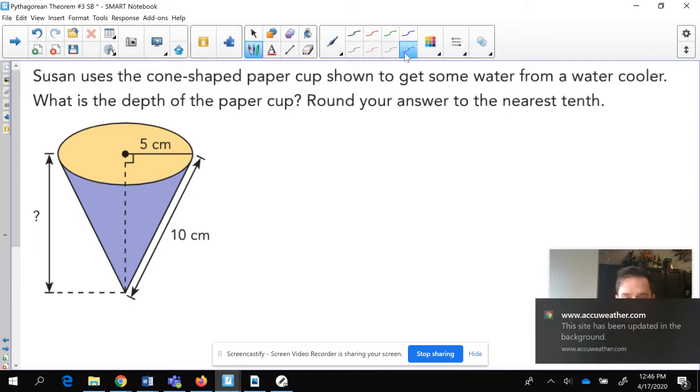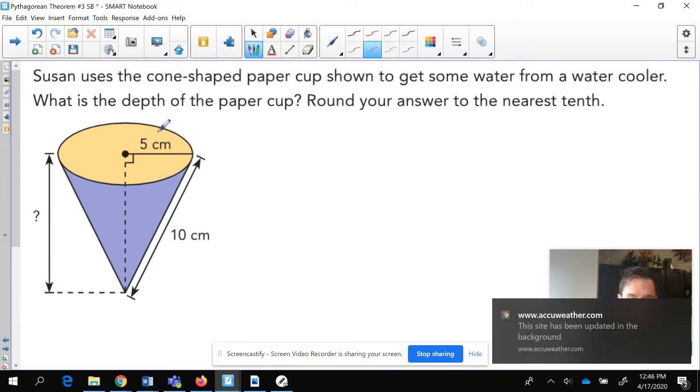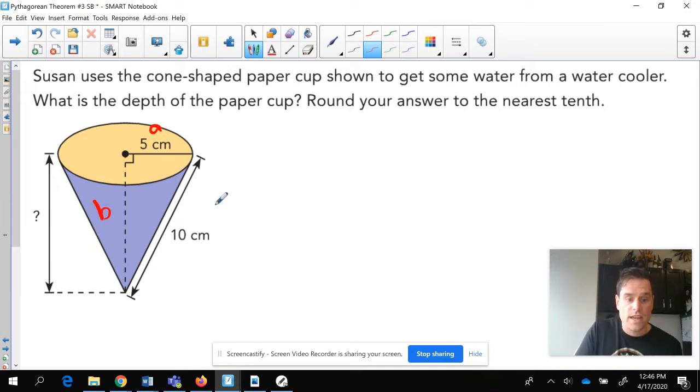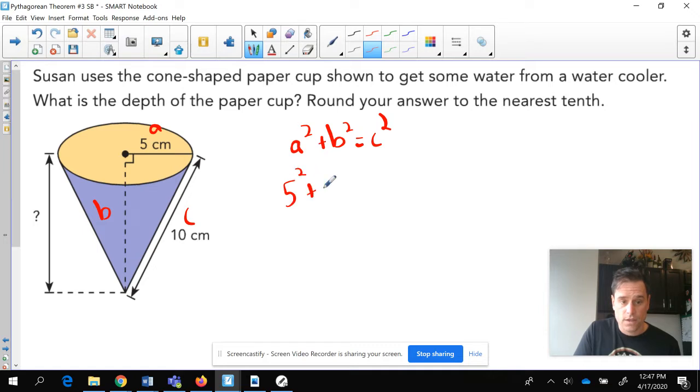Gone. So first thing I like to do is label this. Let's label this A. We don't know this side; this is our unknown B, and this is going to be our C. So we write this first as A squared plus B squared equals C squared, and then we can just plug it in. We know that 5 squared plus, we don't know our B, squared equals 10 squared. And then you guys know what to do from here.